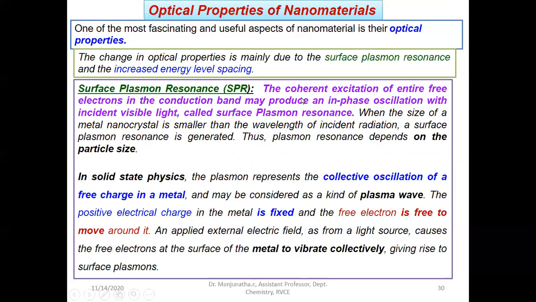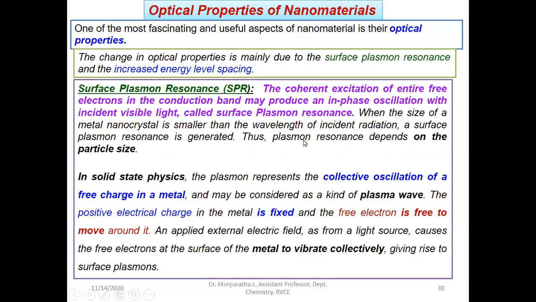Means when the metallic nanoparticles dissolved in some solvent are exposed to light, visible, UV-visible or infrared light, the electrons present in the conduction band start vibrating by absorbing some amount of energy from the visible light. They start vibrating. They produce in-phase oscillation with the incident light. This is called surface plasmon resonance.